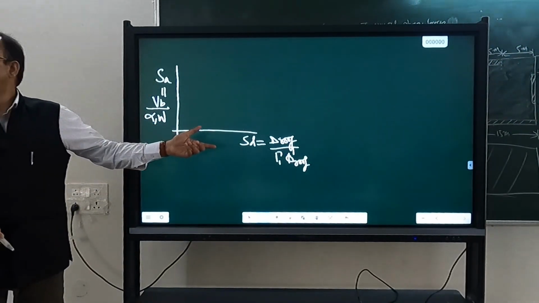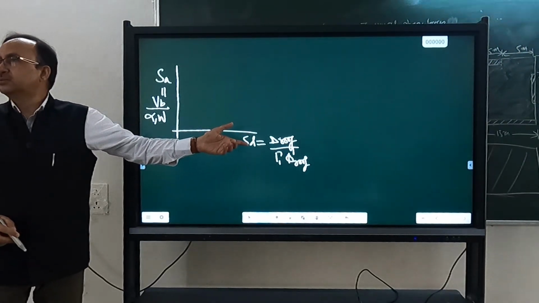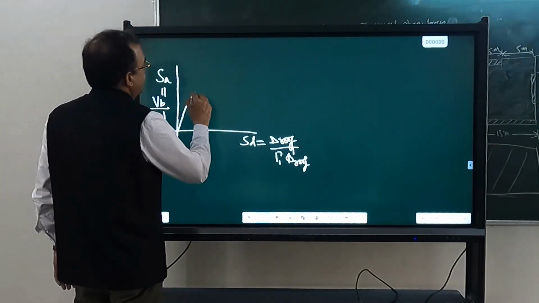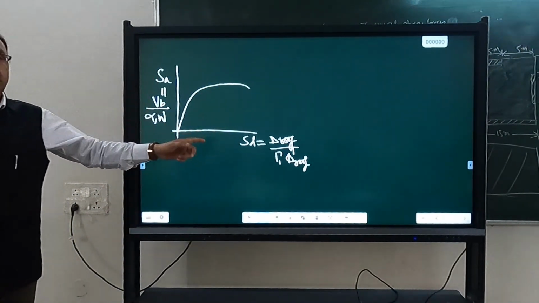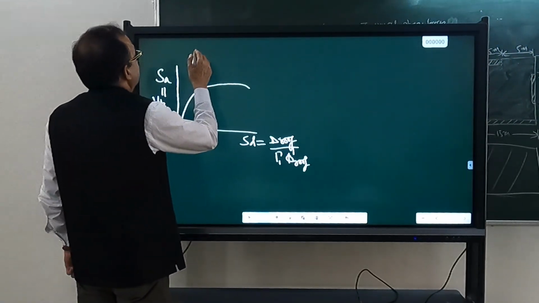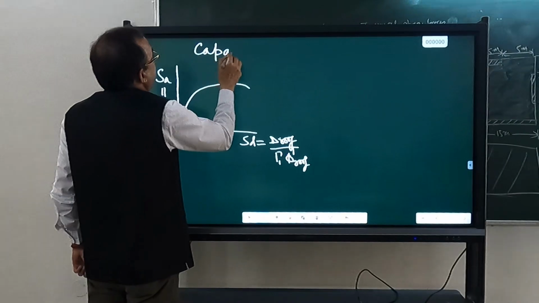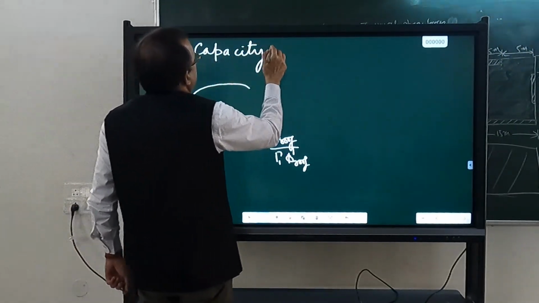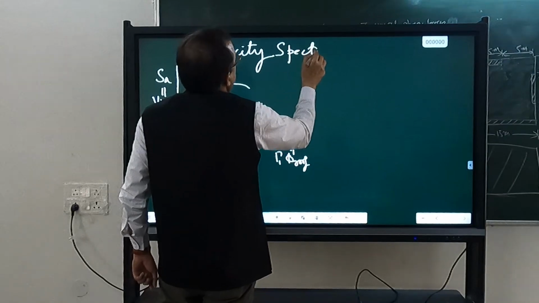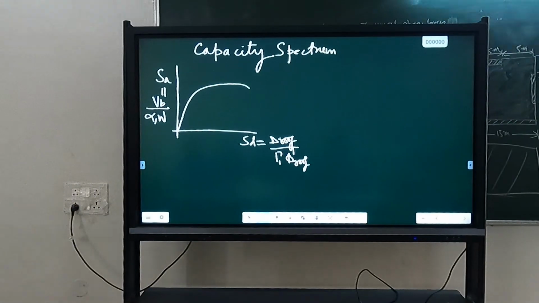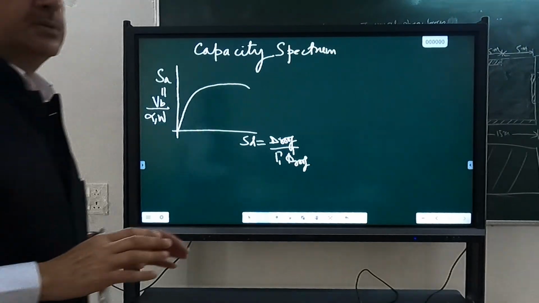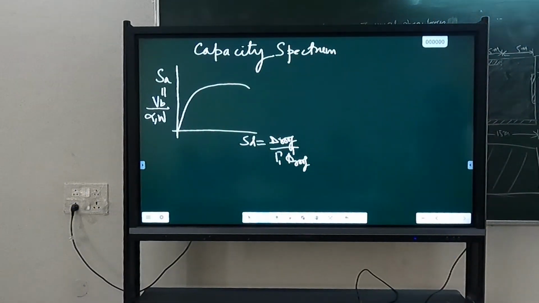Gamma 1 phi 1 roof is a constant, alpha 1 W is a constant. So what are we doing actually? We are only transforming the axis. So we will get a similar curve, only the axis will be transformed. That's it. When we convert this into this form, we call it capacity spectrum. Earlier it was called capacity curve, now it is capacity spectrum, because now it is representing the behavior of the equivalent single degree freedom system. So from the behavior of the building, we have obtained the behavior of the equivalent single degree freedom system.